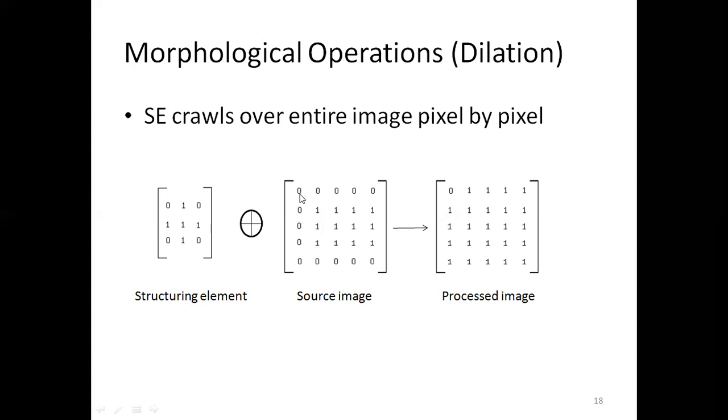So once we place this origin here, on the first pixel, it checks how many neighbor pixels of the source image have a 1. If any neighboring pixel in the source image has a 1, then the processed image will have a 1 value at that pixel. Initially, consider this processed image as an empty matrix.